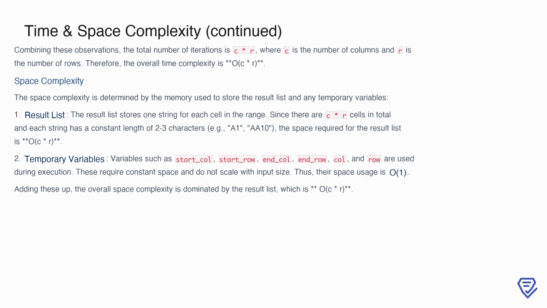Shifting to space complexity, we account for the memory usage of both the result list and any temporary variables. The result list contains one string for each cell in the range, and since there are C*R cells, the space required for this list is O(C*R). Additionally, the temporary variables used during the computation, such as the column and row indices, require a constant amount of space. Since these variables do not scale with the size of the input, their contribution to space complexity is O(1). When combined, the dominant factor is the result list, leading to an overall space complexity of O(C*R).